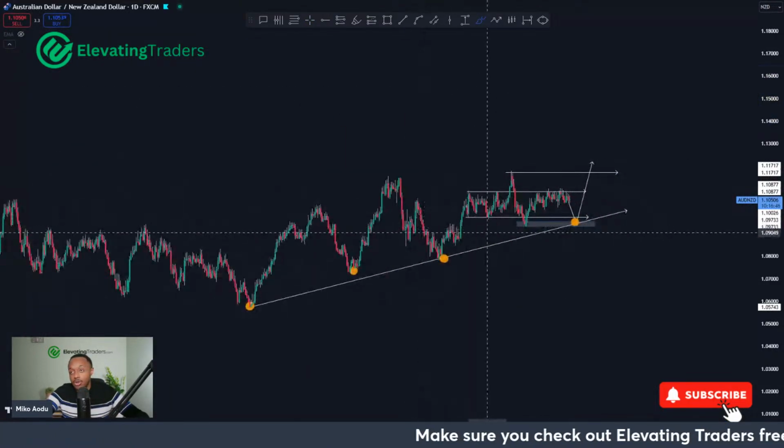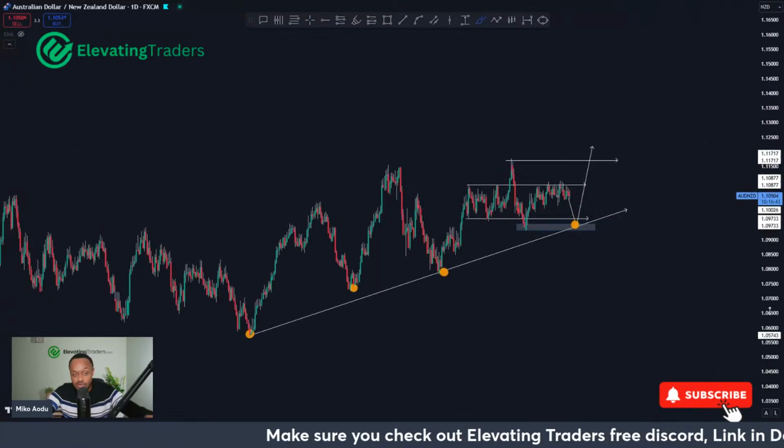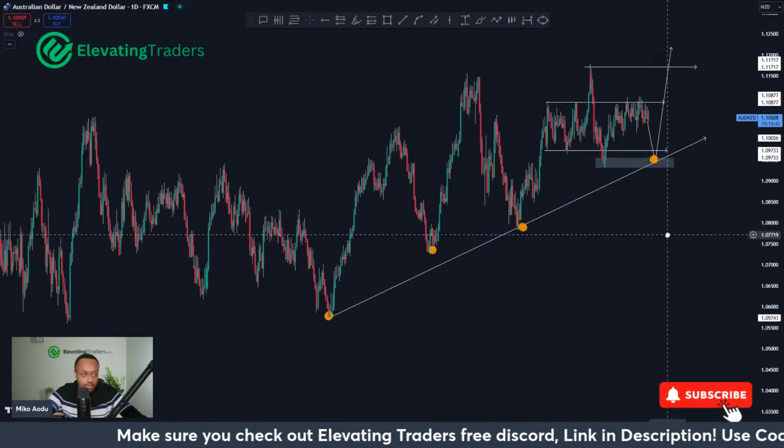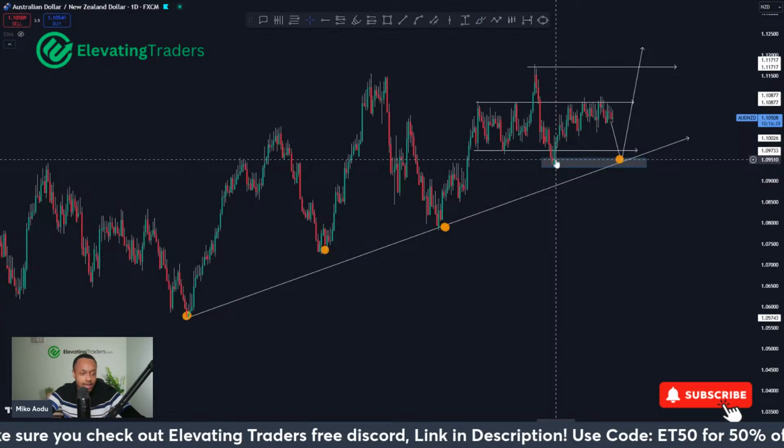But with Aussie New Zealand dollar, this specific opportunity, I've actually talked about since we formed this low here, which is back in December.